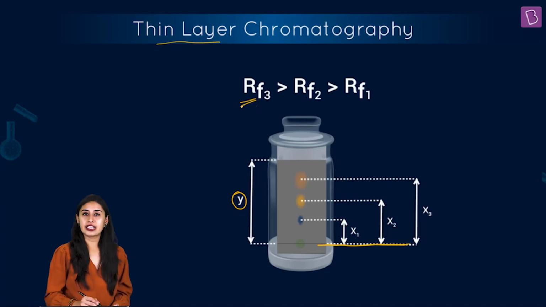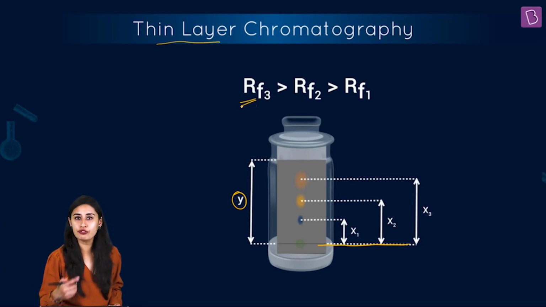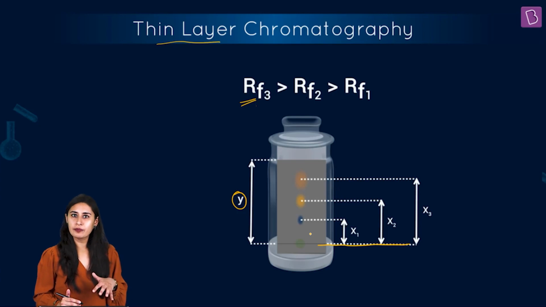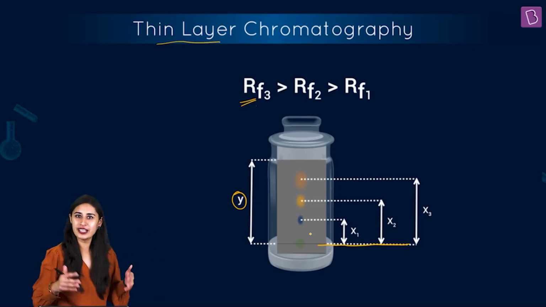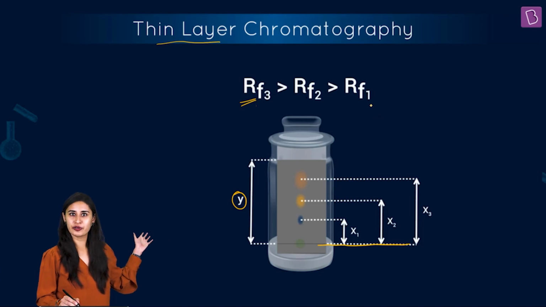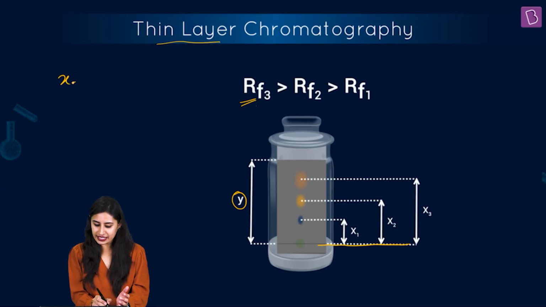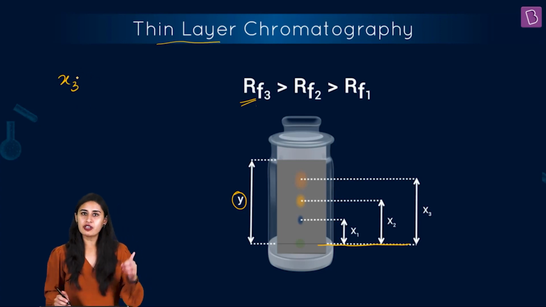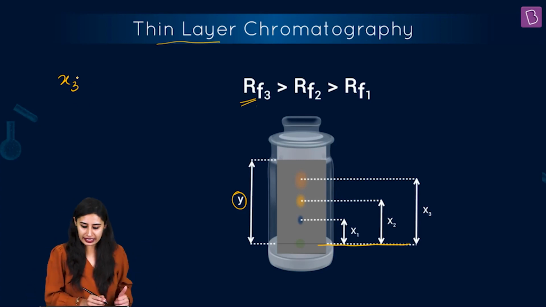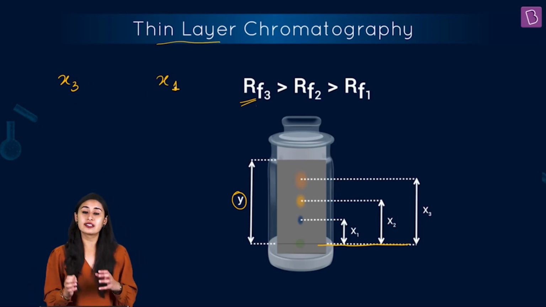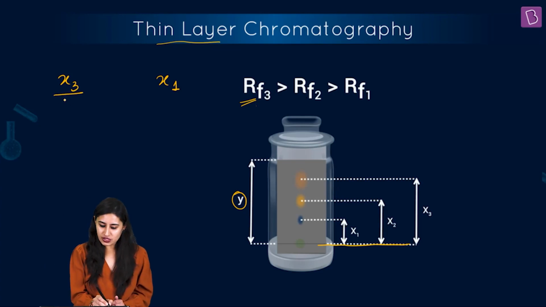And RF is nothing but the retardation factor. Retardation factor is nothing but X by Y. So for sample A, it will be X1 by Y. For sample B, it will be X2 by Y. For sample C, it will be X3 by Y. Y is the same for all. So can you compare the RF values also? Of course, you're very smart and you can obviously understand that since X3 is greatest, the distance traveled by sample C is highest and the distance traveled by sample A is lowest, right? Whereas Y is the same.